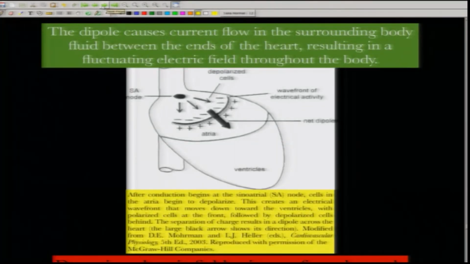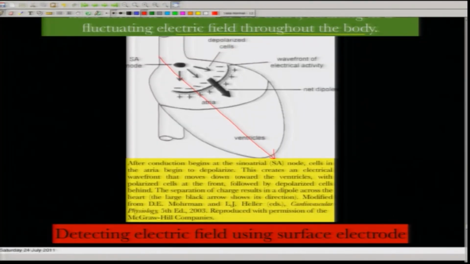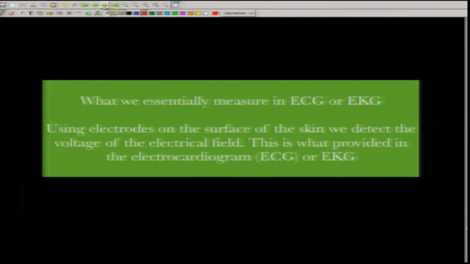So, now this is what I was trying to tell you. It is almost like the dipole causes current flow in the surrounding body fluid between the ends of the heart, resulting in a fluctuating, and this is very important, fluctuating electric field throughout the body. That fluctuating electric field travels like this: positive, negative, alternating, and we detect the electric field using surface electrodes. Okay. This is how this whole ECG thing happens. What we essentially measure in the ECG or EKG, using electrodes on the surface of the skin, is the voltage of the electric field.